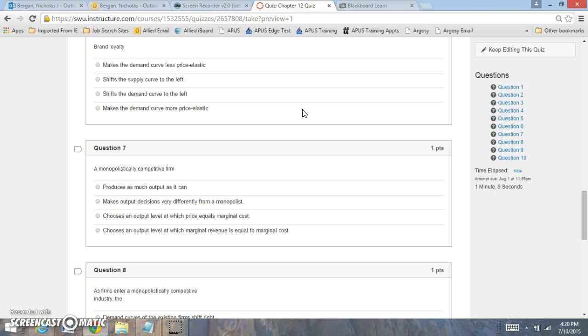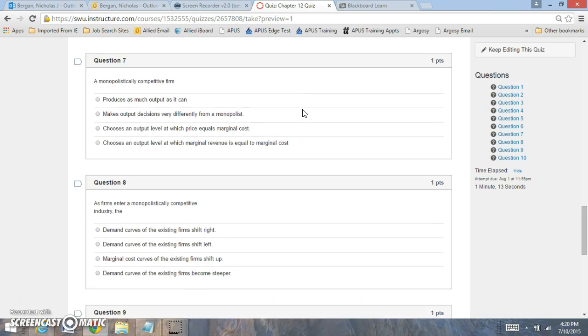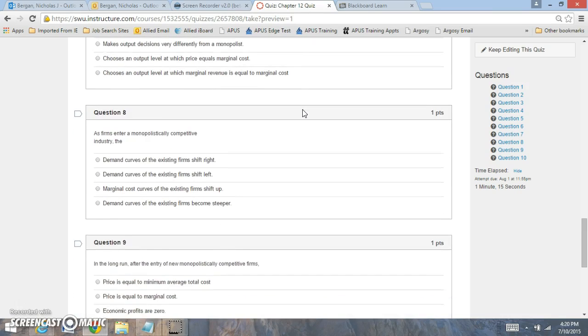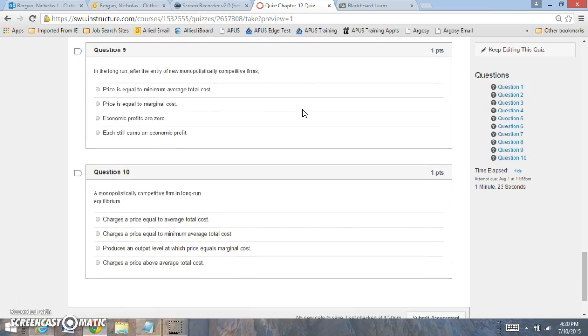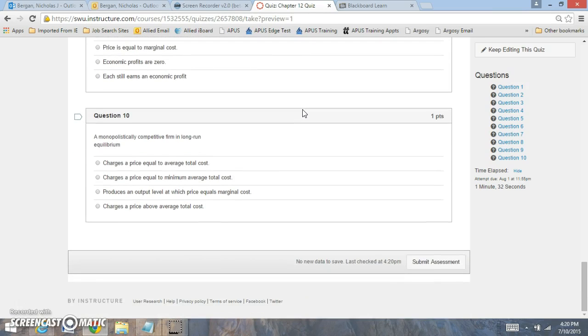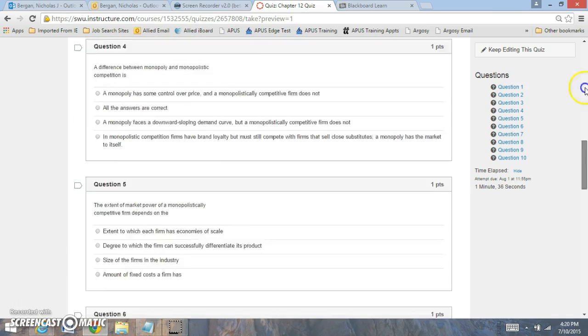Monopolistically competitive firm. Question 7. Question 8. When firms enter, what happens? Question 9. In the long run, they will break even, or economic profits will be zero. For a monopolistically competitive firm in the long run, their price will equal their average total cost of what they produce.